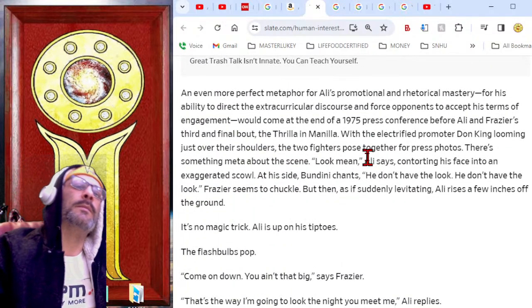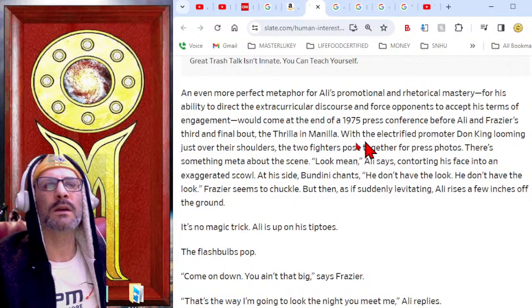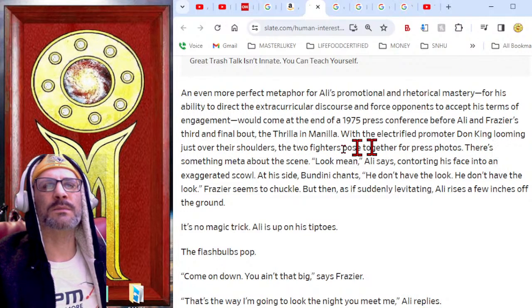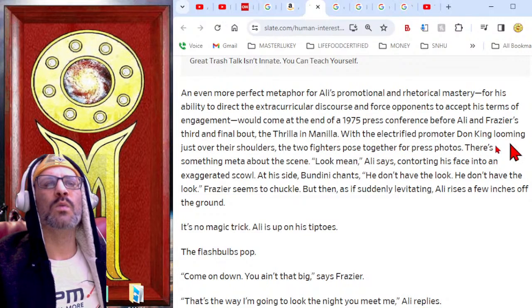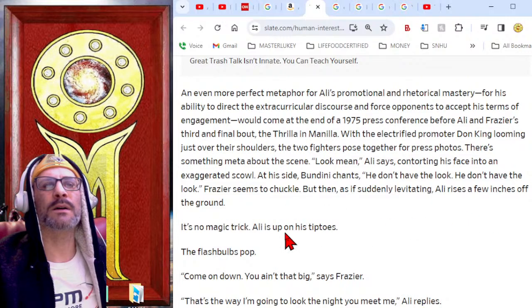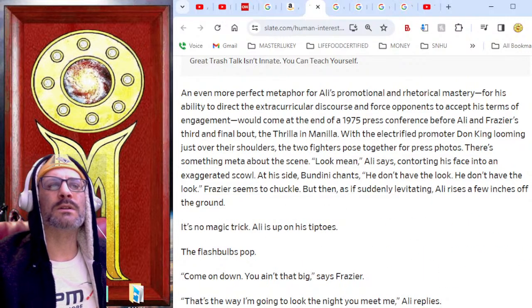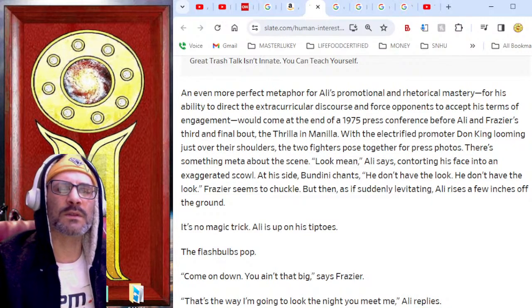An even more perfect metaphor for Ali's promotional and rhetorical mastery, for his ability to direct the extracurricular discourse and force opponents to accept his terms of engagement, would come at the end of a 1975 press conference before Ali and Frazier's third and final bout, the Thrilla in Manila. With the electrified promoter Don King looming just over their shoulders, the two fighters posed together for press photos.